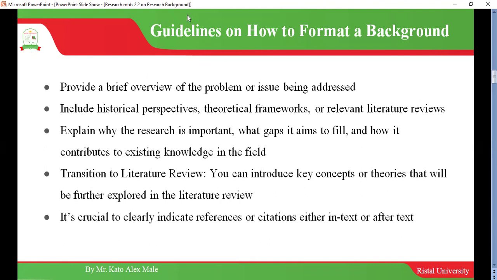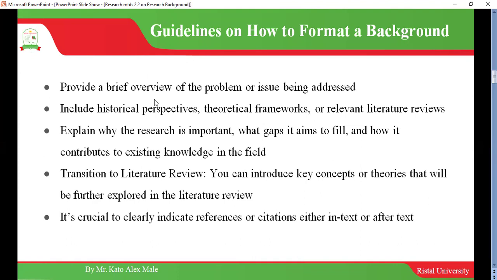Then transition. This is just a transition to the literature review, a transition to chapter 2. We shall see chapter 2. You can introduce key components or theories that will be further explored in the literature review. You get it, yeah.